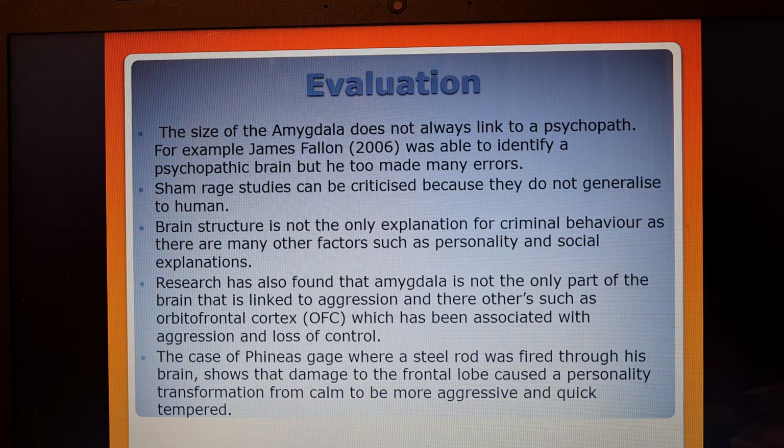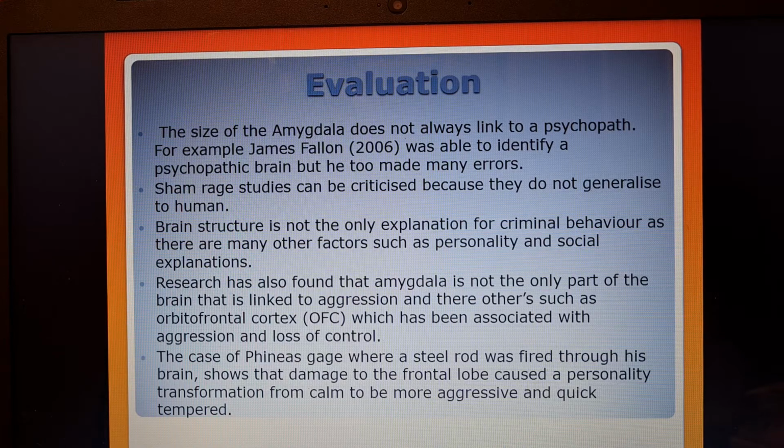Research has also found the amygdala is not the only part of the brain that's linked to aggression. This is a weakness really, because the majority of research has focused on the amygdala, but other researchers have started to find different parts, such as the orbitofrontal cortex, the OFC, and that part of the brain has also been associated with aggression and a loss of control of behaviour.